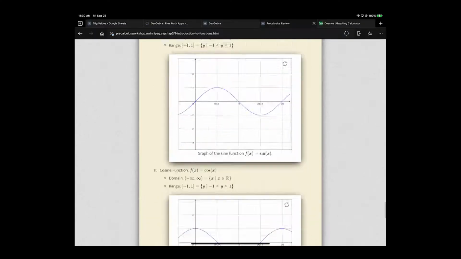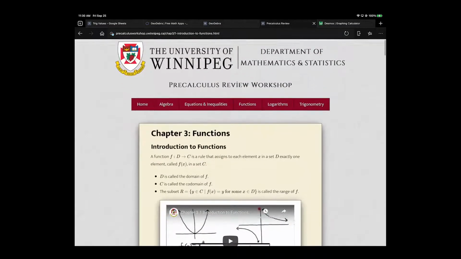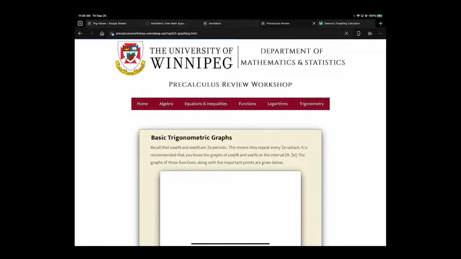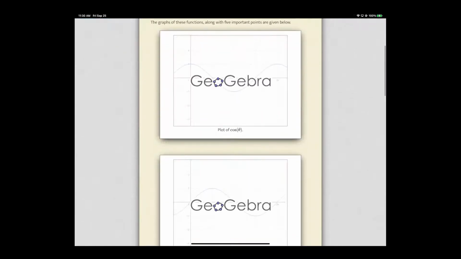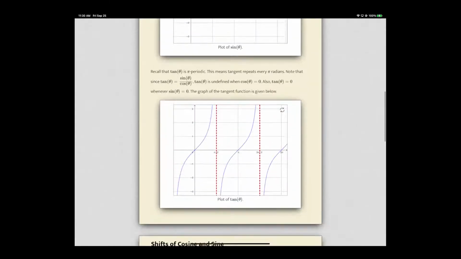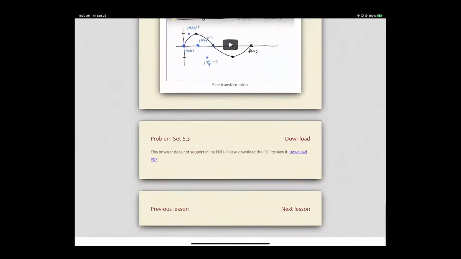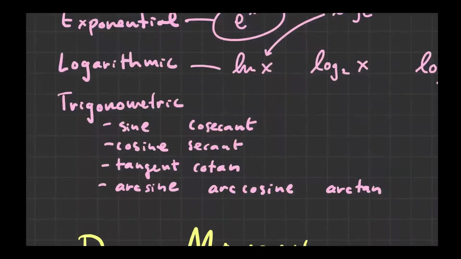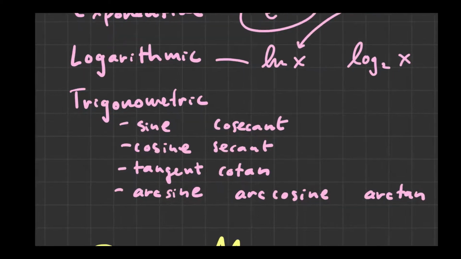There's also more information on the trig functions in the trigonometry section here. So if you'd like, you can go to graphing for trigonometry. They've got a lot of information here. That's the plot of cosine, and sine, and that's tangent. So there's a lot of information available to you. If you'd like, I'd be happy to give you a copy of a pre-calculus textbook that you can use to get some more information on this.